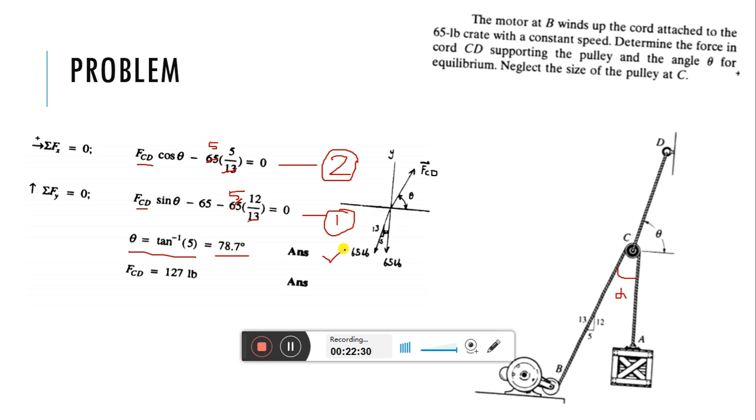And the other answer is FCD. Right now when you have the value of theta, you can find out the value of cos theta also. You can put cos 78.7 degrees. Then from this equation you can find out the value of FCD also. In this way you can try this in your own exercise copy. So you will get 127 pounds. That is the answer. Let us see the next problem.